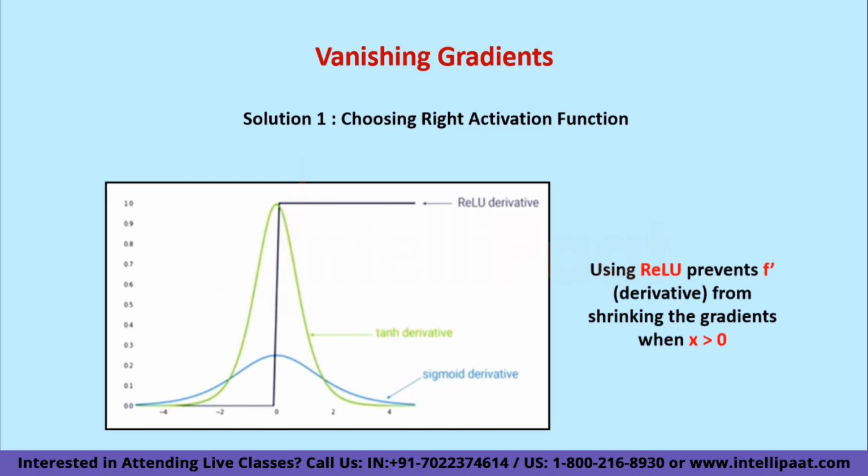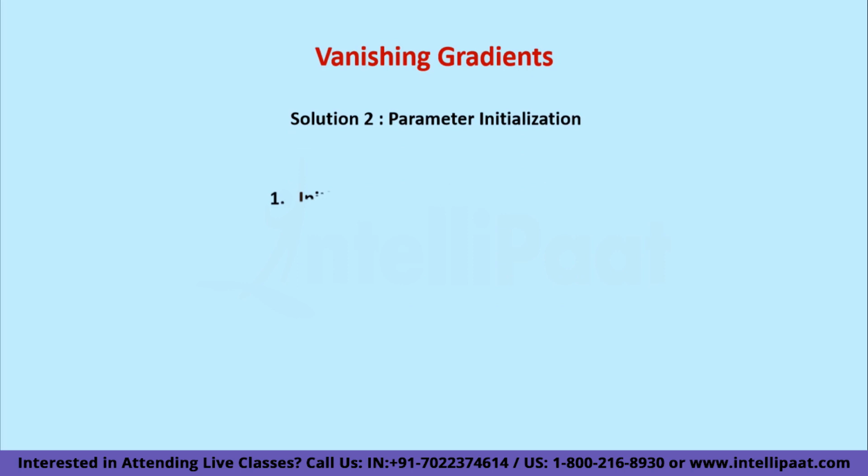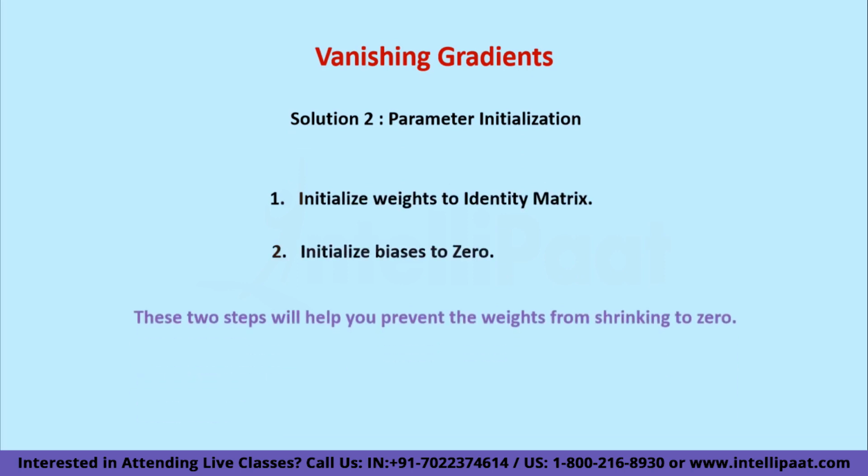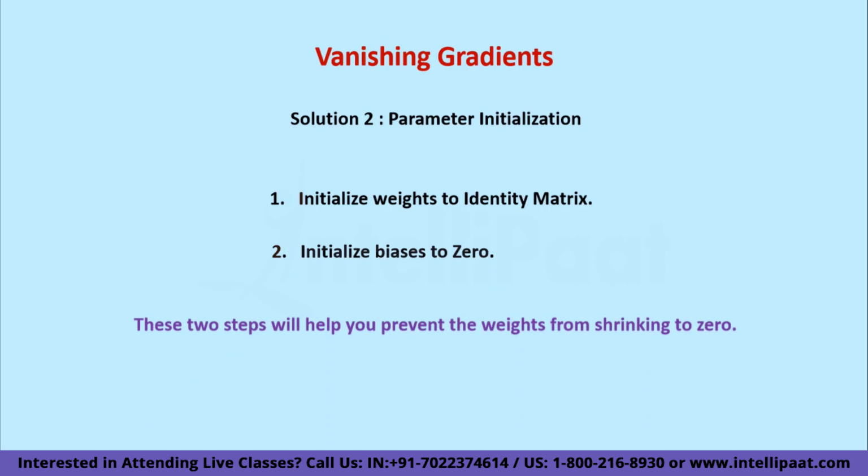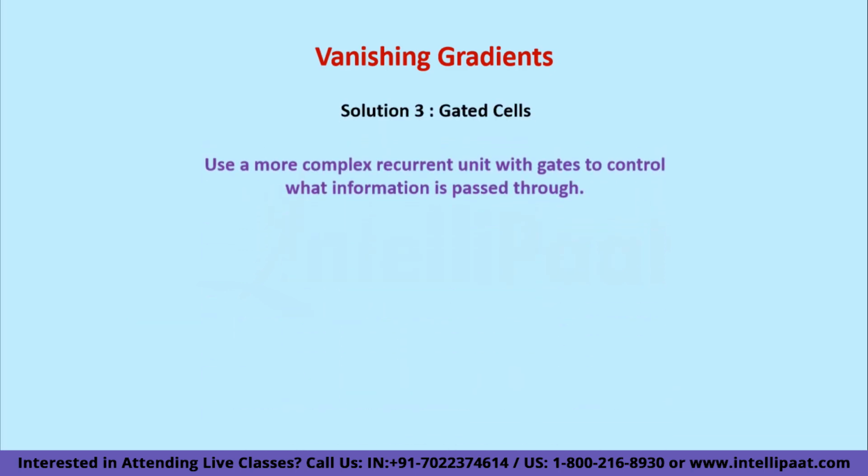Another method would be smartly initializing the weight parameters. We can specifically initialize the weights to the identity matrix to be able to prevent weights from shrinking to zero completely and very rapidly during backpropagation. Our final solution and the most effective and robust solution is to use more complex recurrent units that can more effectively track long-term dependencies in the data.